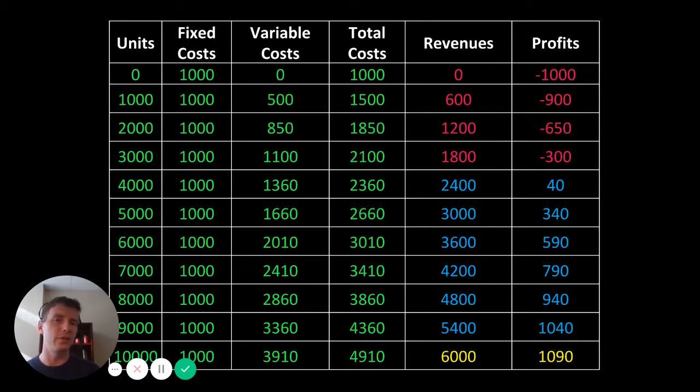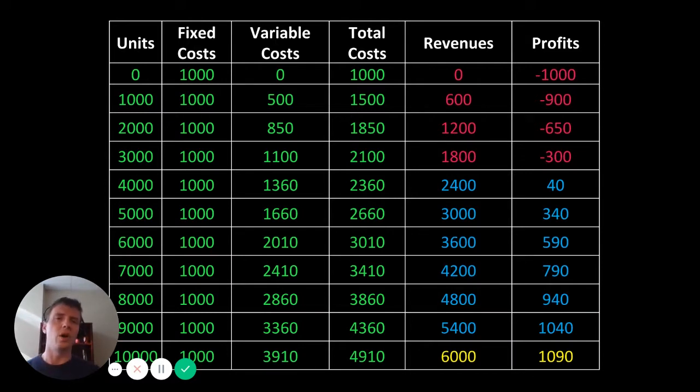Now, profits, remember, is revenues minus costs. So for every row here, we can take revenues minus total costs and get profits. And what you'll see is that in row 1, our profits are negative because our revenues are 0 and our total costs, which are our fixed costs, are 1,000. So our profits are 0 minus 1,000 equals negative 1,000.